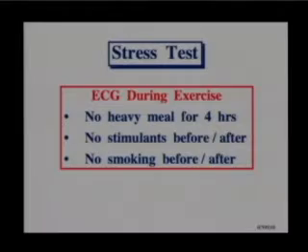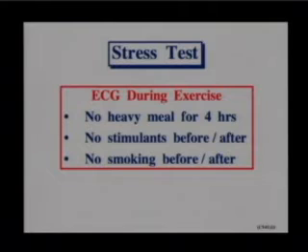We're going to look at another test. We're going to talk about the stress test. This is essentially an ECG, electrocardiogram, done during exercise. Many patients can have a normal resting ECG, but when they exercise, there may be signs of ischemia.